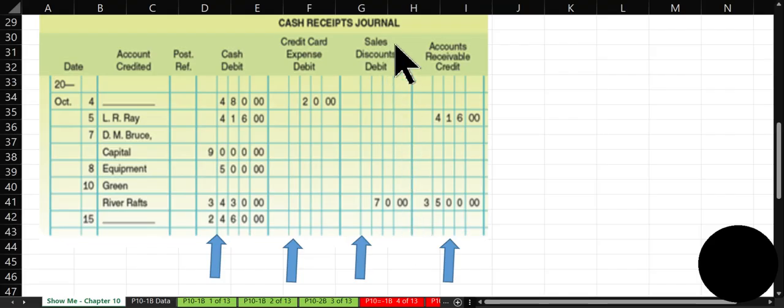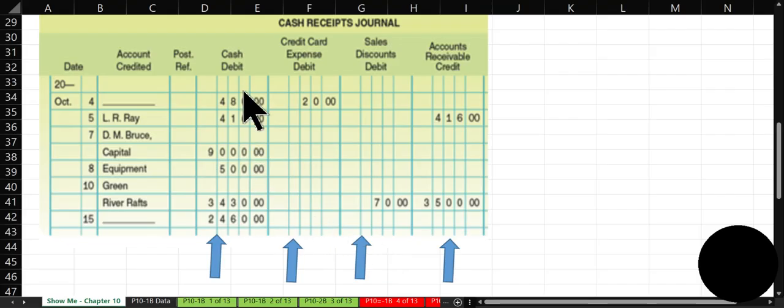Recall that with a sales discount, you're giving the customer a reduction on the amount that they have to pay. So they owe us, let's say, $3,500. However, they are allowed to get a discount, looks like about 2%. And so they would pay us 98%, and we would record the discount for the $70. But the amount that would be credited to the customer's account would be the total of 3,500.